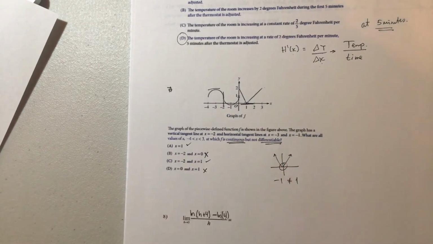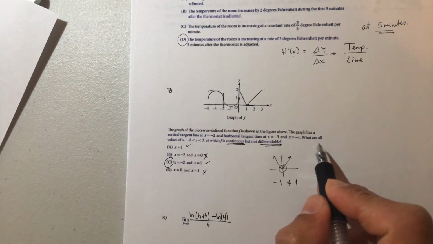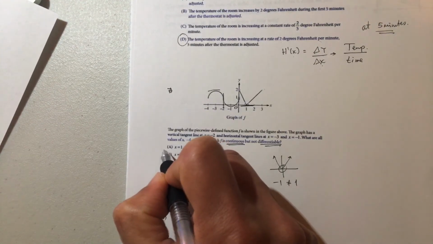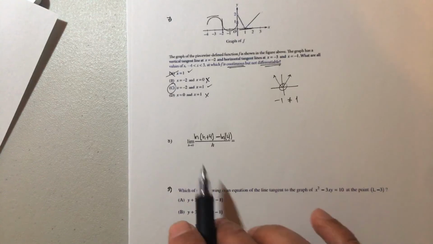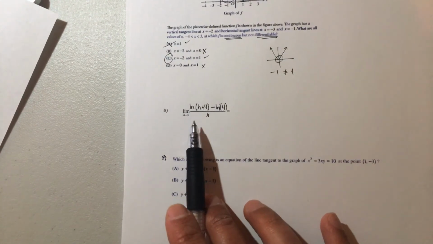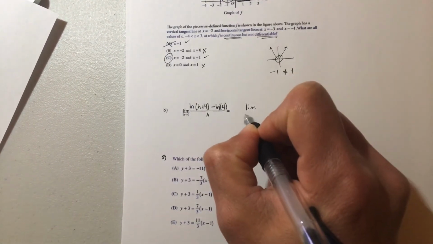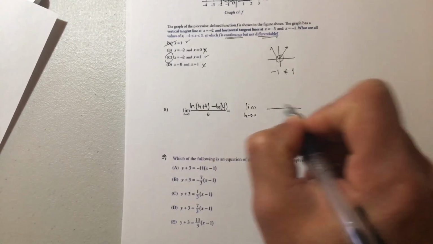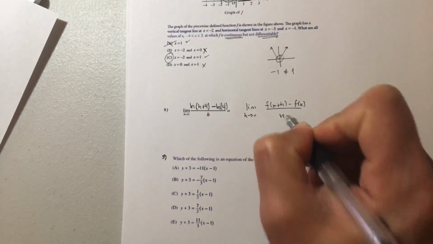Number 8. This is a very good question. Always comes up on the AP exam. This is the limit definition of the derivative. So remember, the limit definition of the derivative is the limit as h approaches 0 of f of x plus h minus f of x all over h. Essentially, and then also the other way they do it is the limit as x approaches a of f of x minus f of a over x minus a.